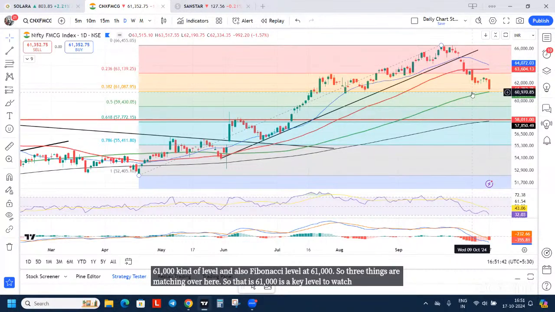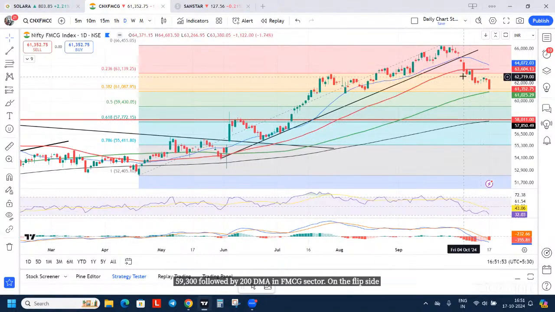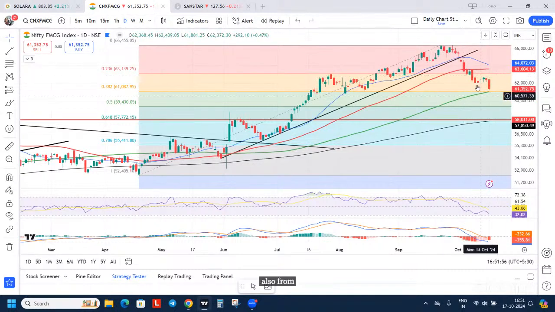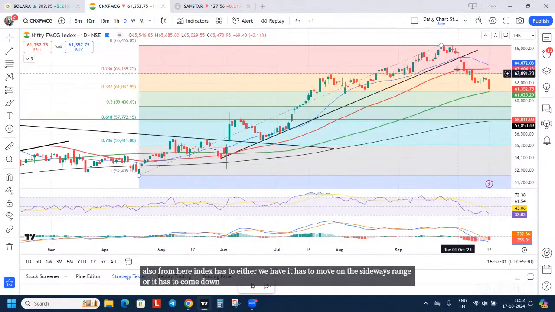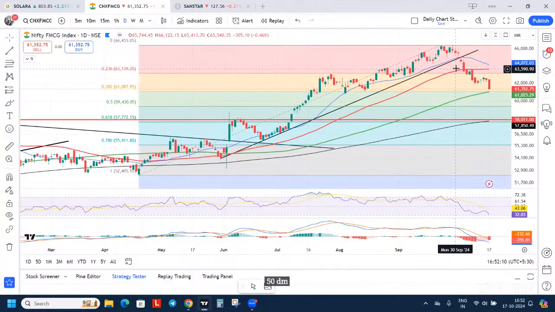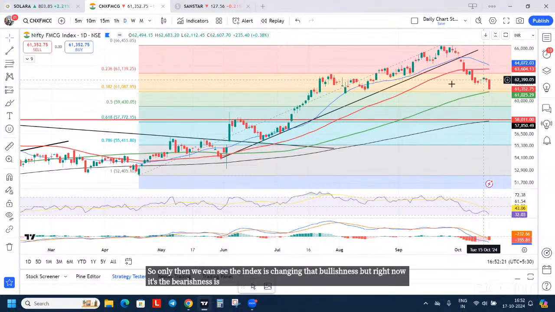If 61,000 also breaks in the near term, then we might see 59,300, followed by the 200 DMA in the FMCG sector. On the flip side, for the index to either move in a sideways range or turn to positive momentum, it has to close above the 50 DMA, that is the 63,600 kind of level. Only then can we see the index changing that bullishness. But right now, the bearishness continues in the FMCG sector.